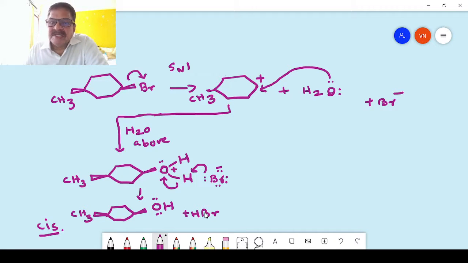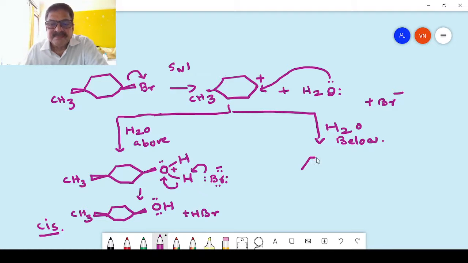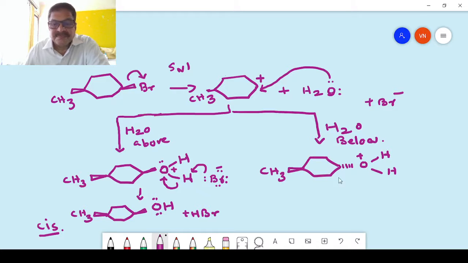Now, the next possibility here is water attacking from below. The nucleophilic attack from below the plane of the ring. So what will be the nature of the products formed here? So this is CH3, methyl group here. So below means, see, like this only. Then we have a plus charge here, OH2 here, like this. So now this proton transfer reaction will take place here.